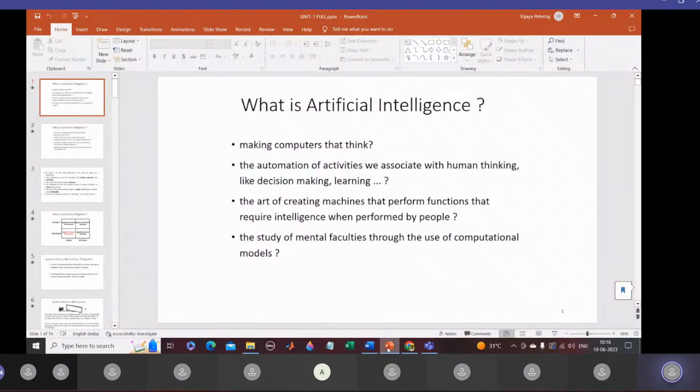I don't know how far in India, but abroad you can see many robots performing so many works. So it is made intelligent by human beings. So now just conclude whether humans are more intelligent or the machines are more intelligent. In what way?